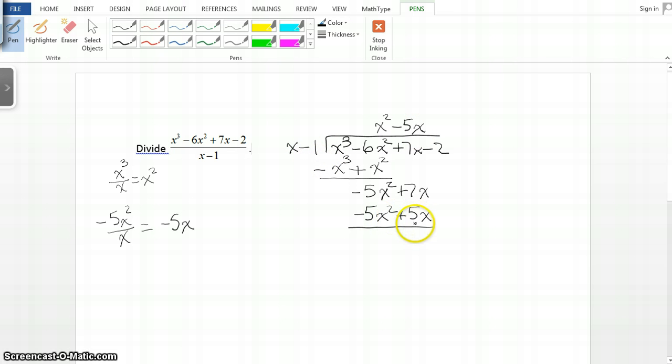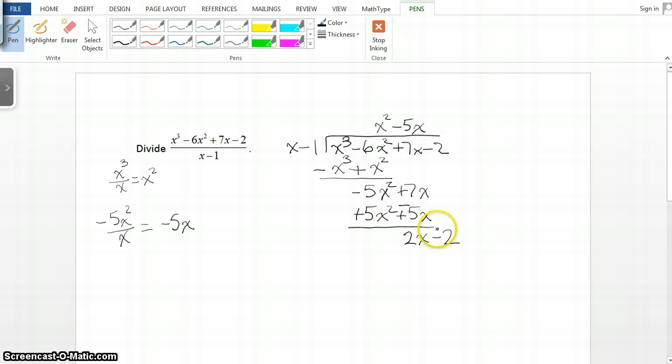We wrote them both down here. When you draw your line, yes, you're subtracting, but I like to change signs so that I can add straight down. The definition of subtracting is adding the opposite. So I like to change signs and add. That's why these will cancel out. Then a plus 7x minus, or plus a negative 5x, leaves me with 2x, which is positive.